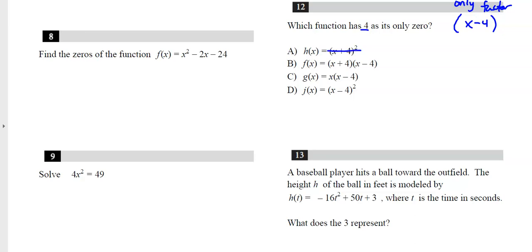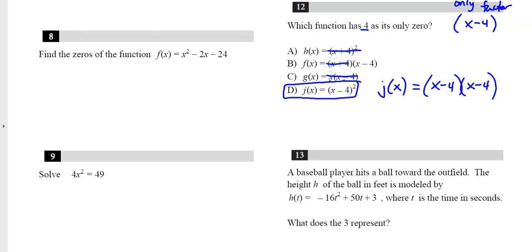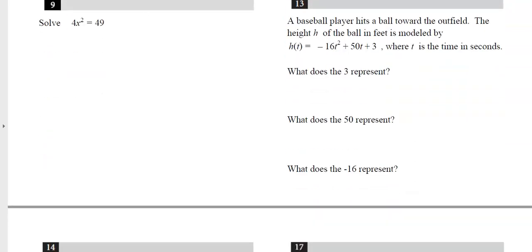Well, that's not x. This one's not the only factor, because I do have that, but I also have this x here, so it can't be u. This one is the correct answer because j of x, you don't see that a whole lot, is x minus 4 times itself. So yes, x minus 4 is the only factor. SAT likes that type of question as well.